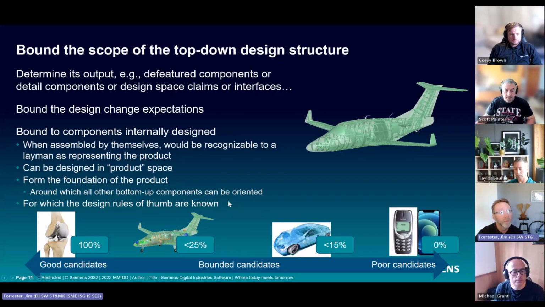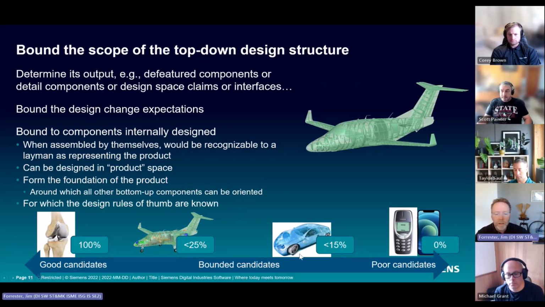So kind of from a percentage BOM point of view, for this replacement knee, 100% of the components can be designed in that top-down structure. Every single part is going to be designed here. But as we work our way to the right, most probably only the structure of the airplane would be designed using a top-down design structure system. Everything else, they're probably buying the engines, the avionics, the radar systems, and you're going to use bottoms-up design techniques to position them in the bottoms-up structure around these components.